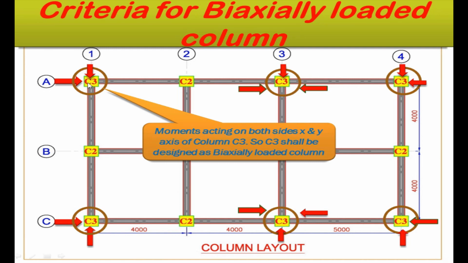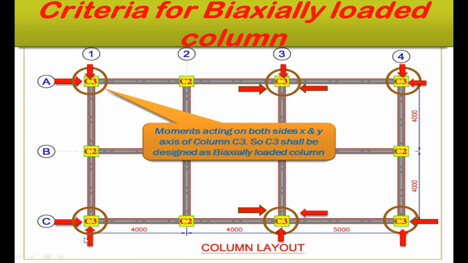So we will take A1. Here this side will be 4 meter and this side will be 4 meter. On the other two sides there is no beam on the column, so the moment will be generated on both the axes. So the moments are acting on both the x and y axes of the column C3, so C3 shall be designed as a biaxially loaded column.